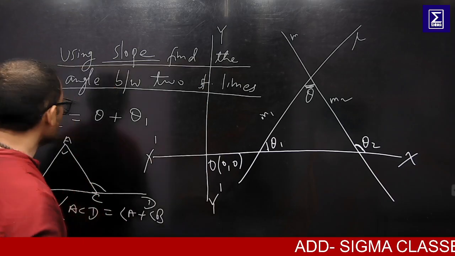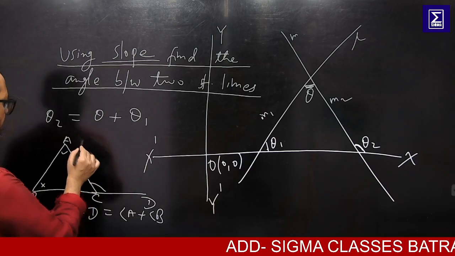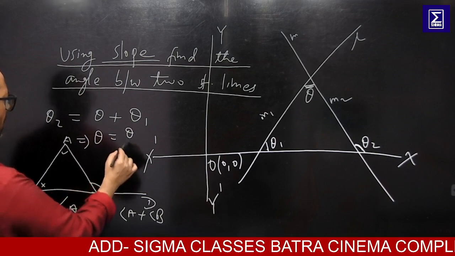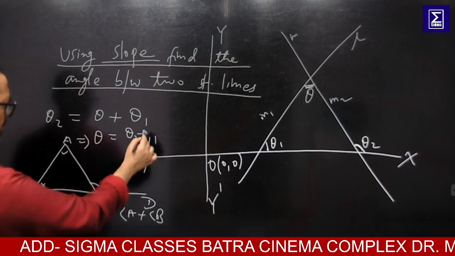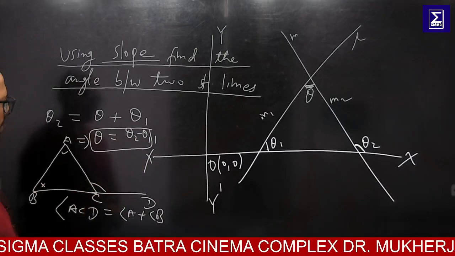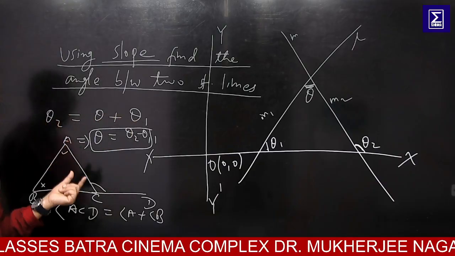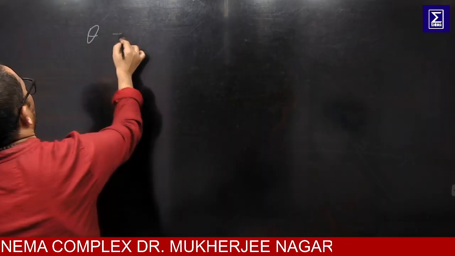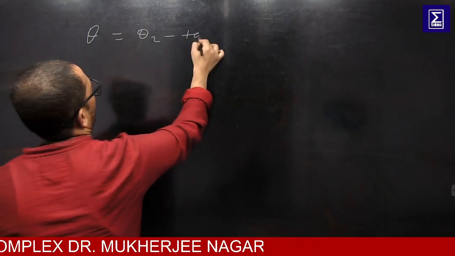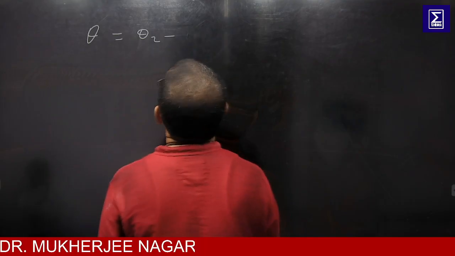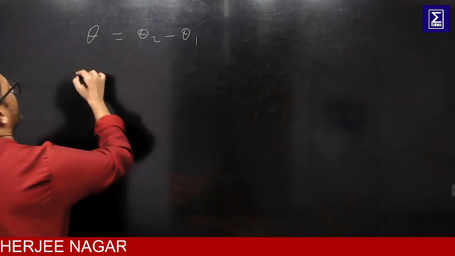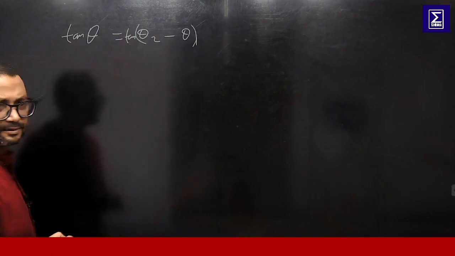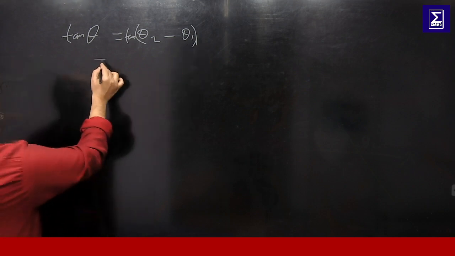Okay. So next step is theta can be written as theta 2 minus theta 1. Yes or no? Theta can be written as, this will come to this side, so theta 2 minus theta 1. So you have theta is equal to theta 2 minus theta 1. So can you take tan on both sides? Yes. So tell me, what is tan of A minus B?